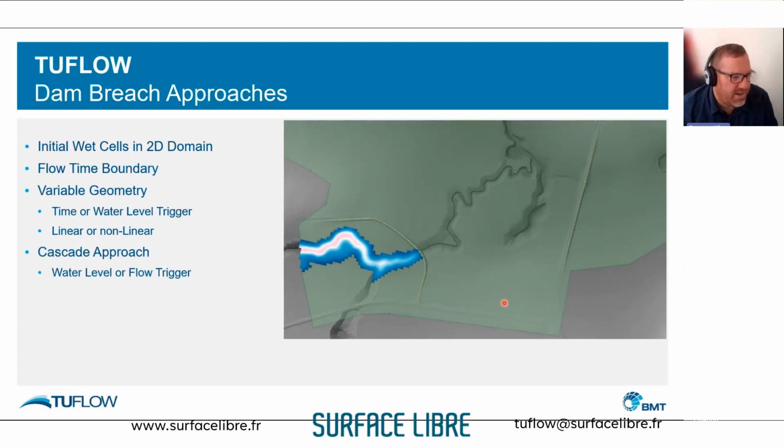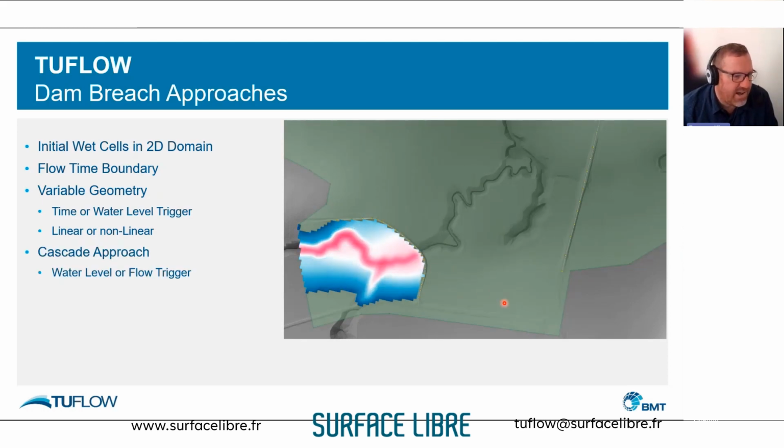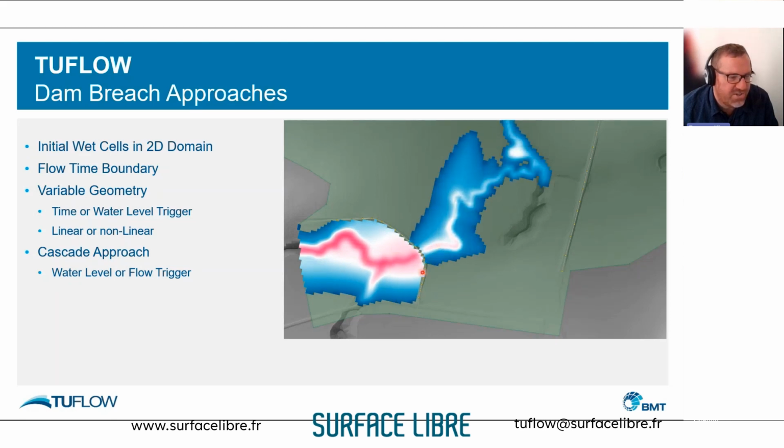We can have what's known as a cascade approach. So this allows us to basically have a 2D boundary condition, which kicks in when a condition is reached somewhere else. So it could be that the water level in one location gets to a certain value, and then we apply a hydrograph somewhere else within the model domain. And then there's various 1D approaches as well, which I won't go into for the purpose of this webinar.